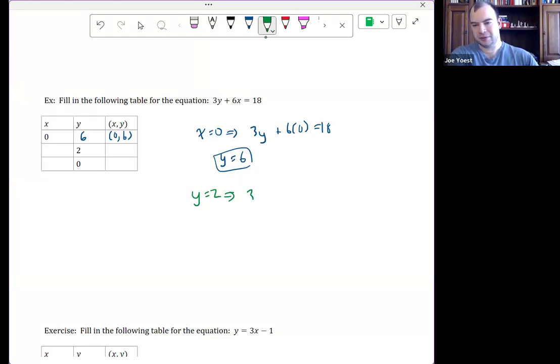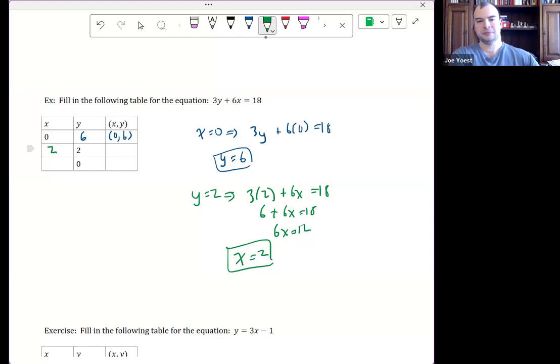When y equals 2, I have 3 times 2 plus 6x equals 18. I have 6 plus 6x equals 18. Or I have 6x equals 12. I have x equals 2. So when y equals 2, x has to be 2 as well.